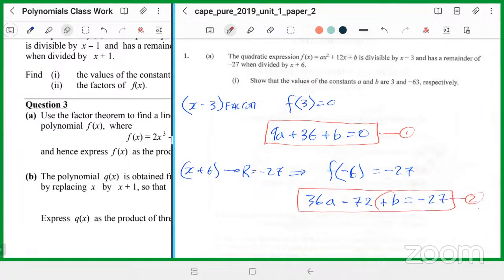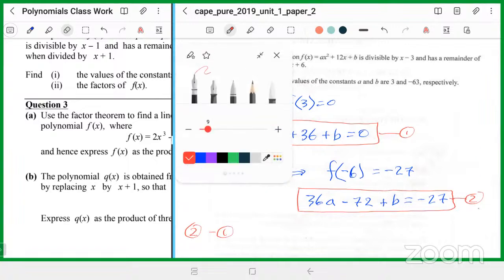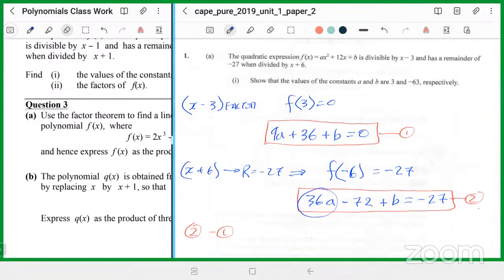Since this is a b and this is a b, we can solve by subtracting the two equations. We can do equation 2 minus equation 1, because equation 2 has the larger a. Let's look for the like terms and subtract them now. So 36 minus 9 is how much? What is 36 minus 9?